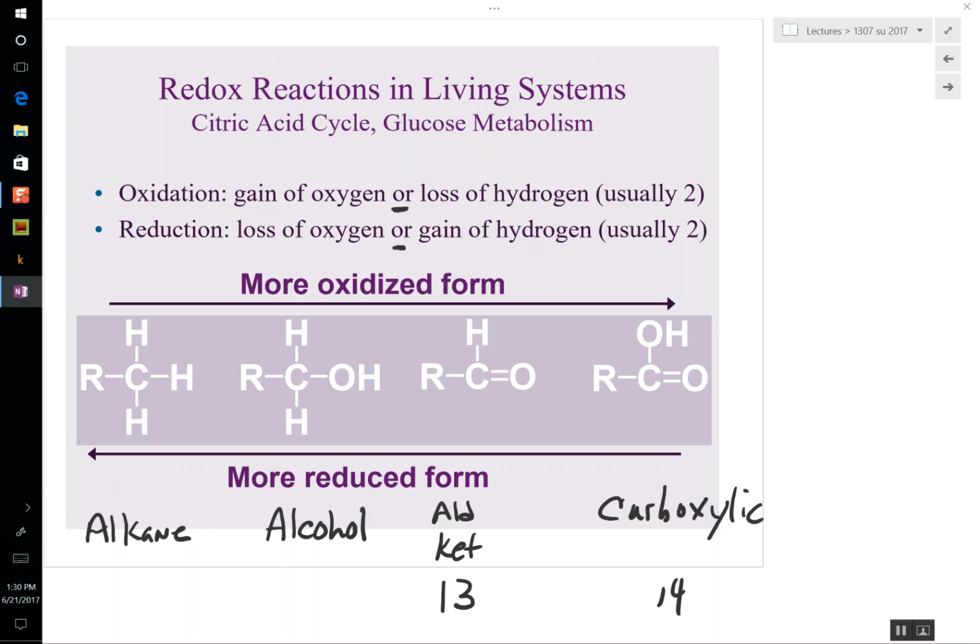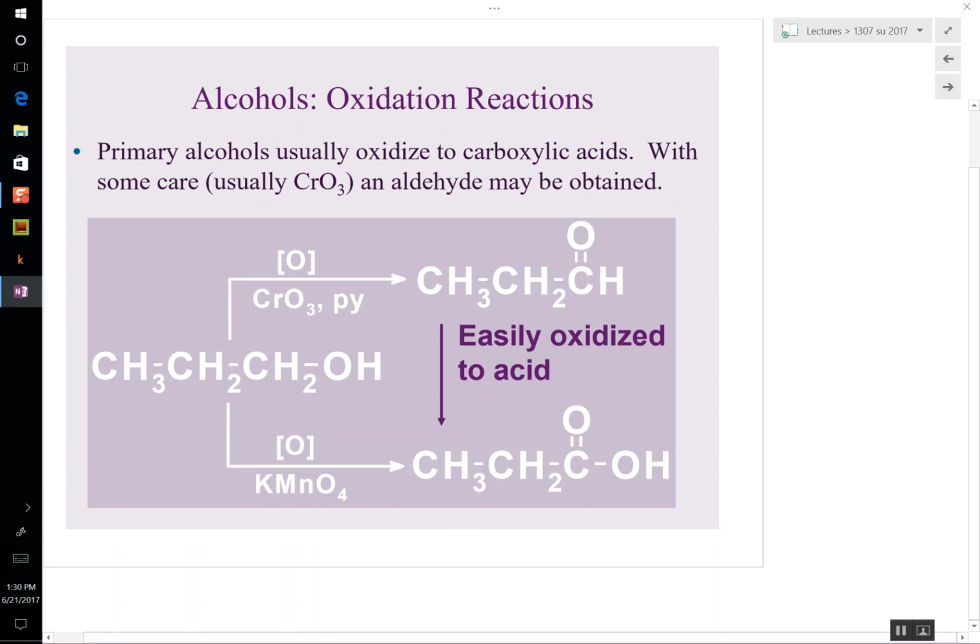All right, so this is what we got on the next slide. This and this, all from a primary alcohol. So a primary alcohol can oxidize to an aldehyde, and it can further oxidize to a carboxylic acid.